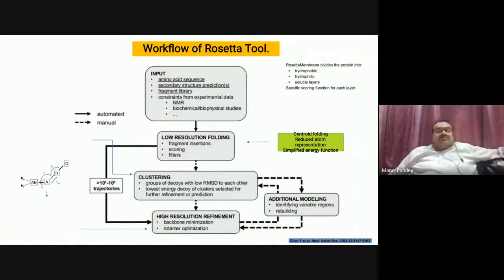As input, we give our amino acid sequence. In low resolution modeling, also known as centroid modeling, the atom representation is reduced and made into a simplified energy function. Clustering, also known as graphical representation, collects homologs, creates low resolution models as clusters, threads the query sequence onto the model, and proceeds to full refinement.